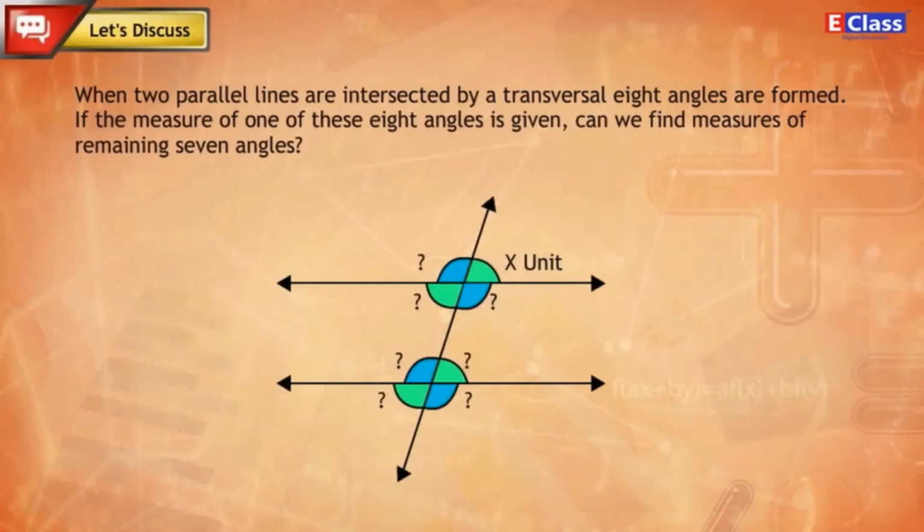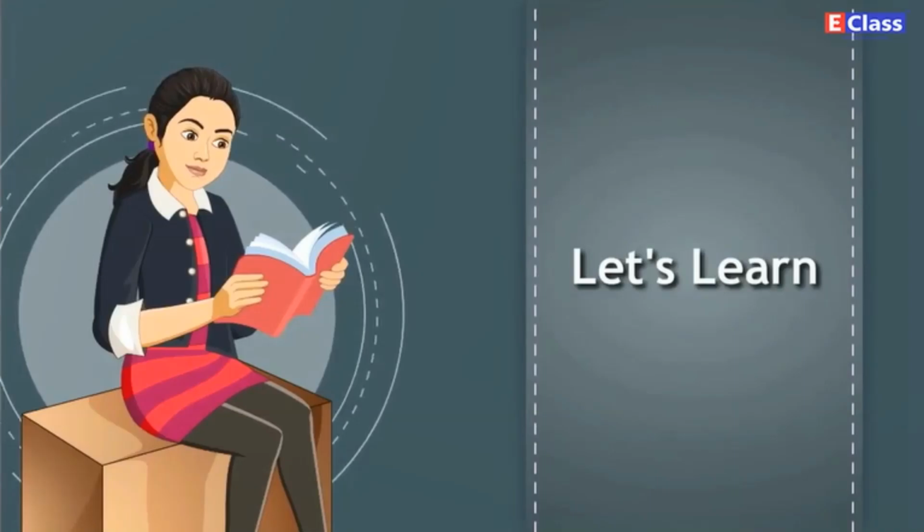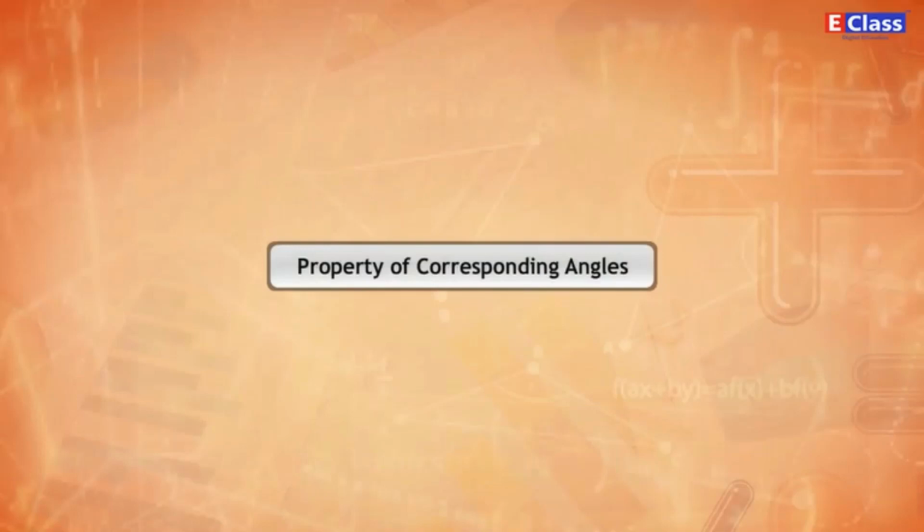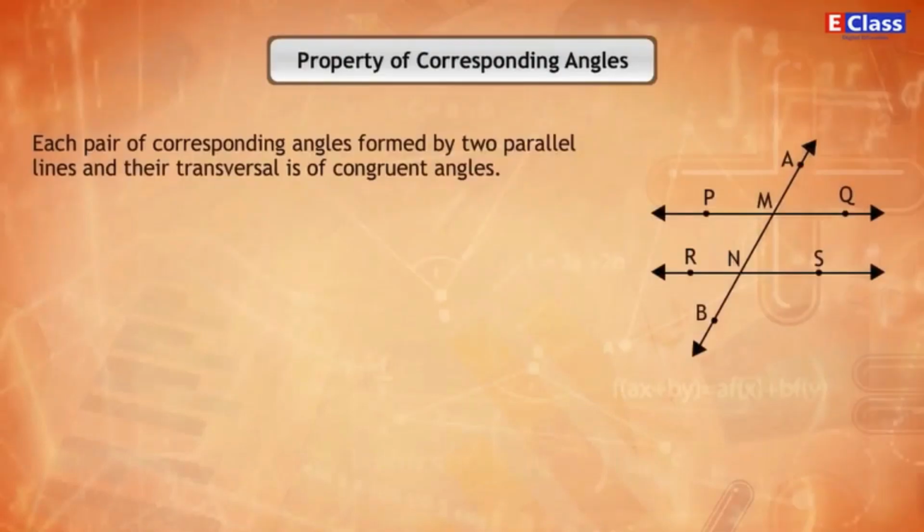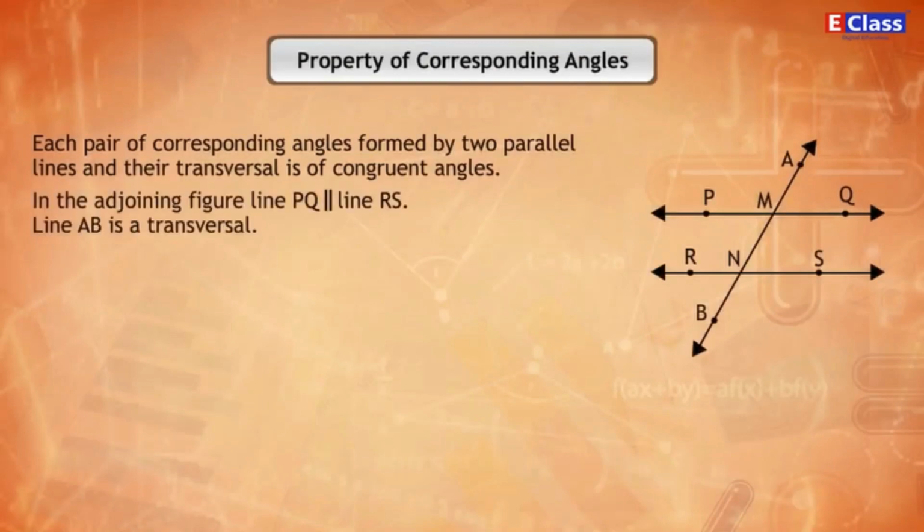Let us learn the properties of corresponding, alternate and interior angles. Property of corresponding angles. First, we will learn about the property of corresponding angles. Each pair of corresponding angles formed by two parallel lines and their transversal is of congruent angles.